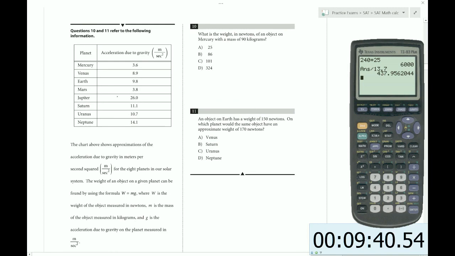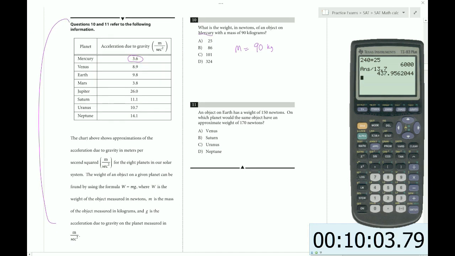So we have a whole bunch of information here, and then we have some questions. Question 10. What is the weight in newtons of an object on Mercury with a mass of 90 kilograms? So we know that the mass is going to be 90 kilograms. And we know we are dealing with Mercury, and Mercury's number is 3.6. Okay. That's the acceleration due to gravity.